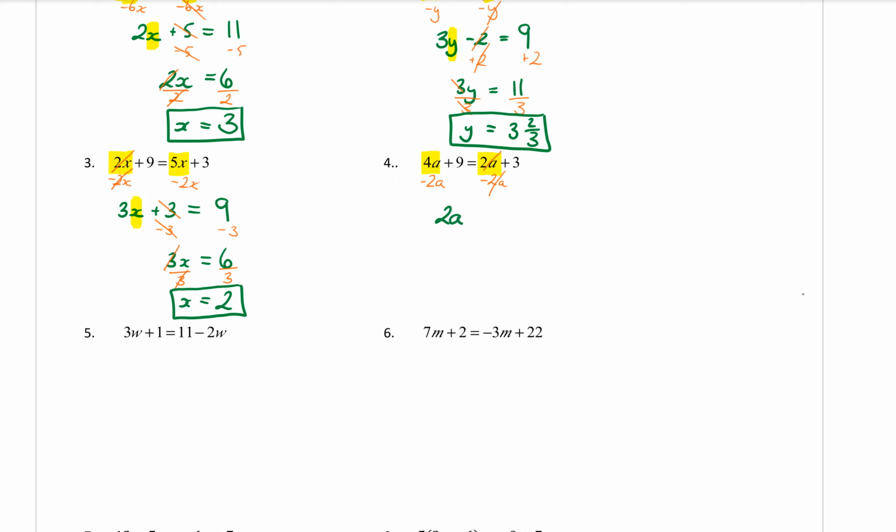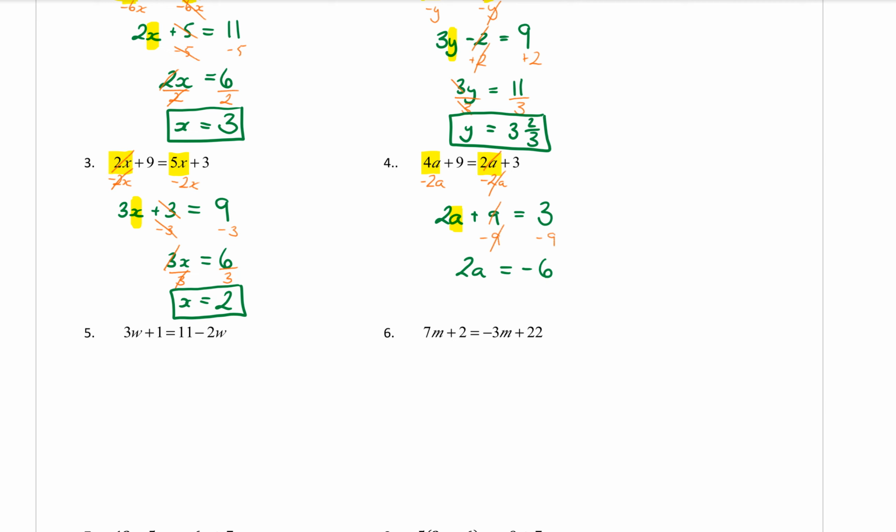I also have the plus 9, and that's equal to 3. Getting the a by itself, I have a 9 and a 2 to move away. The 9 goes first. I need to subtract 9. 2a is still there, and 3 take away 9 is negative 6.